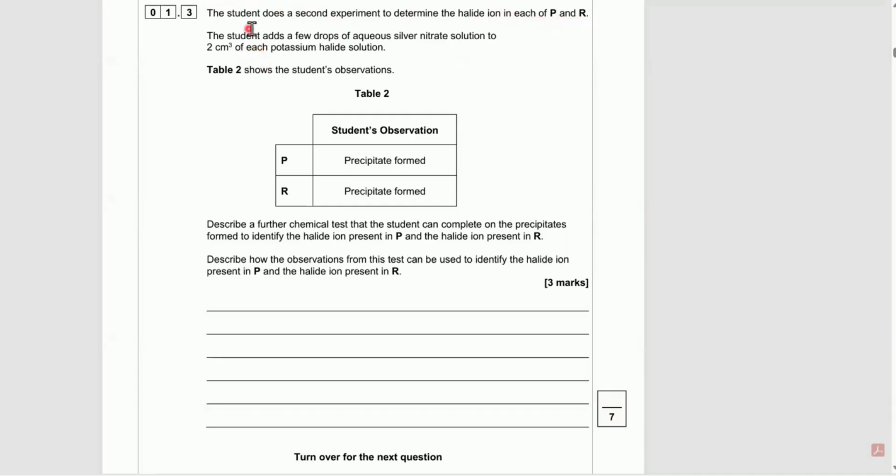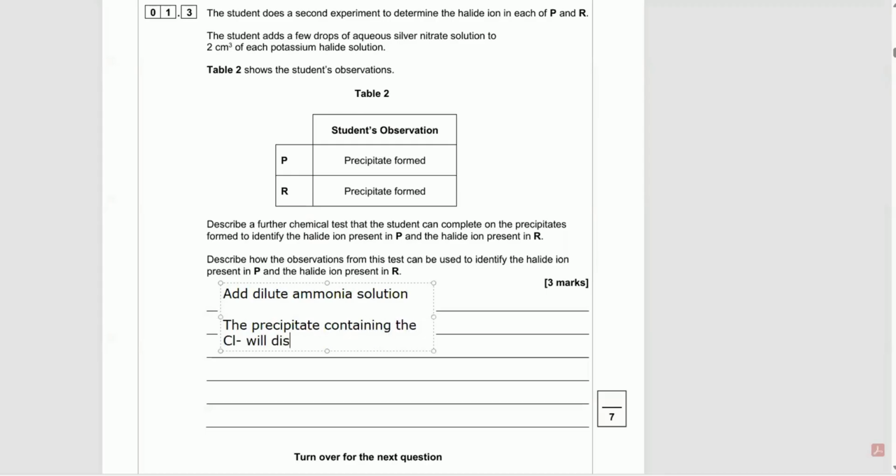1.3, the last part. The student does a second experiment to determine the halide ion in each of P and R, the two that ended up orange, so we can't tell them apart. The student adds a few drops of aqueous silver nitrate solution to 2 centimetres cubed of potassium halide. We've got a precipitate form. Now, you'd actually get a white precipitate with the chloride ions and a cream precipitate with the bromide ions, but that alone is normally not good enough to work out what they are. What you need to do is add dilute ammonia solution. If you add dilute ammonia solution, the precipitate that contains chloride ions, the white precipitate, is going to dissolve, whereas dilute ammonia solution will not dissolve a bromide precipitate.